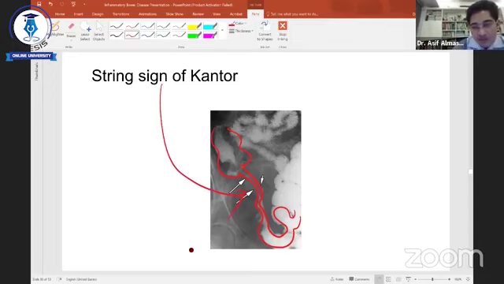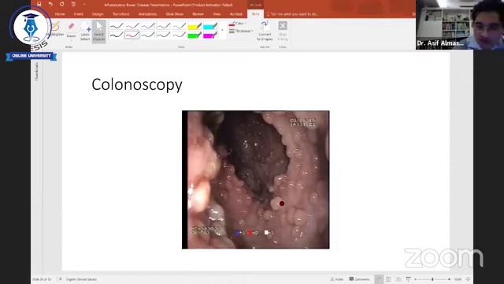This part is called the string sign of Kantor because the inflamed part has chronic inflammation and it's fibrosed and stricture has been forming. As a result, this is a very narrow area, which in case of enema shows like a string. This is called string sign of Kantor. This is what you'll see in case of Crohn's disease, the multiple edematous mucosa, and in between there will be the ulcerations.